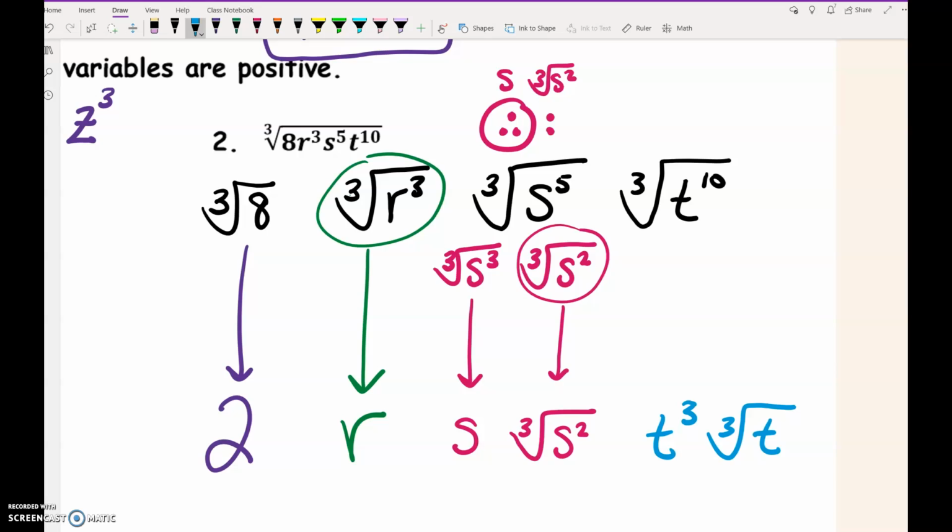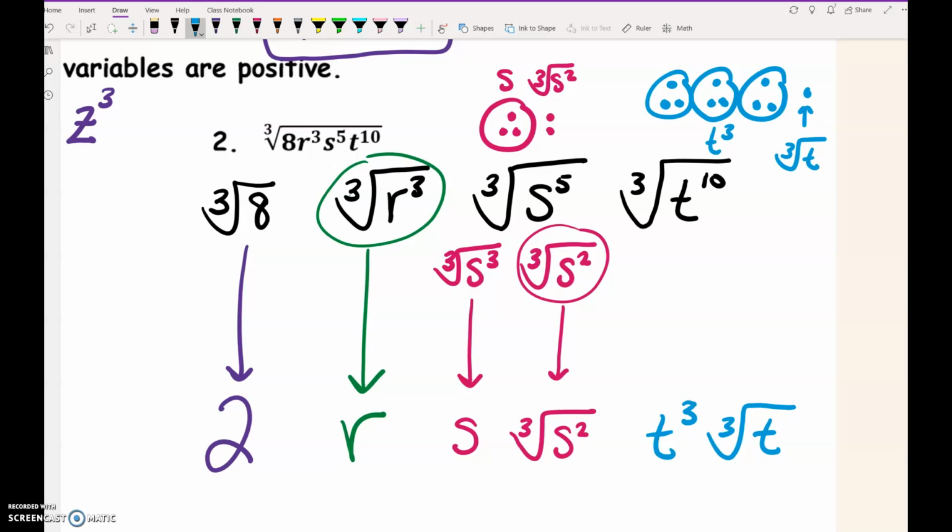I prefer visual. So 1, 2, 3, 4, 5, 6, 7, 8, 9, 10. I've got my 3 groups of 3. That becomes my t cubed. And this 1 left over becomes the third root of t. I personally like the dots. I think it gives you a nice visual that doesn't take you too long to actually draw.